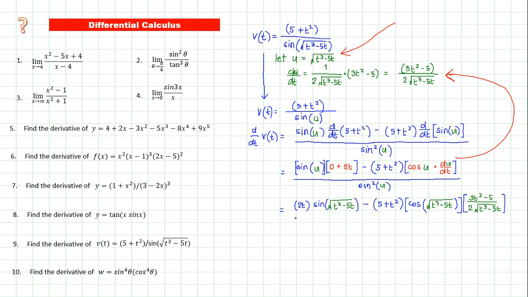Okay? So lahat ito ay all over, no? All over ng sine squared of the square root of t cube. Green yan, no? Square root of t cube minus 5t. Okay? So, yan. Actually, dito pa lang, tama na yung sagot natin, no? Although, kung gusto nyo i-simplify pa yan, pwede naman. Pero hanggang dyan, tama yung sagot natin. Pero i-simplify na rin natin.